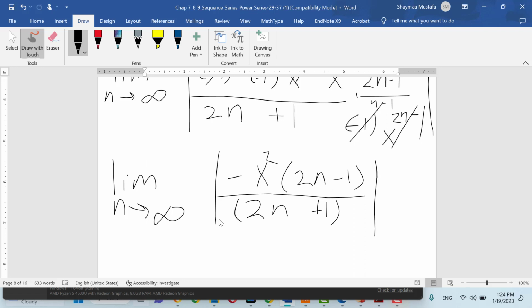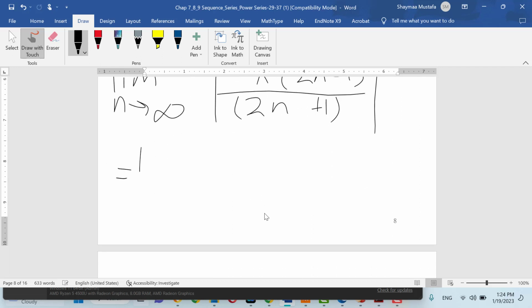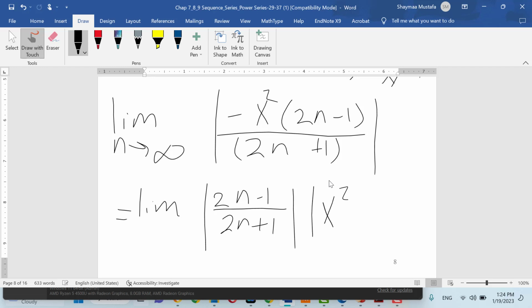2n plus 1. And this one, limit, minus from the absolute value can be positive, so you have only (2n minus 1) over (2n plus 1) times absolute value of x squared when n goes to infinity.